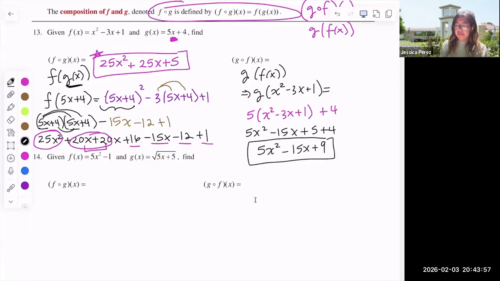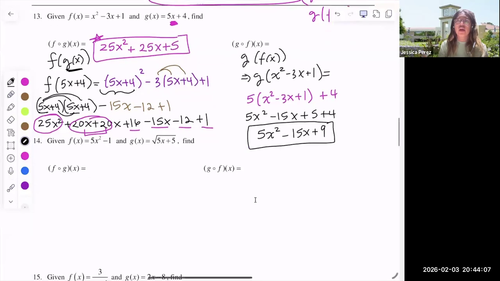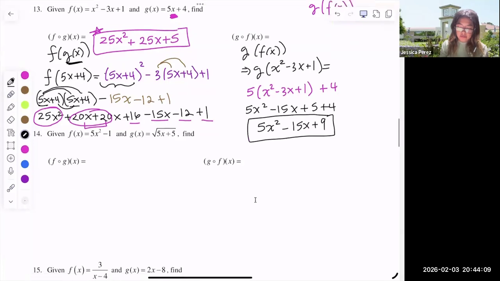See how the answers are different? And they should be, because it's not commutative. So f of g is not the same as g of f. So this is called compositions of functions.